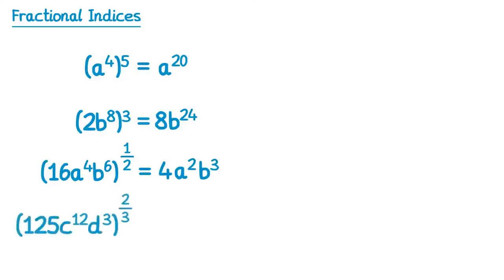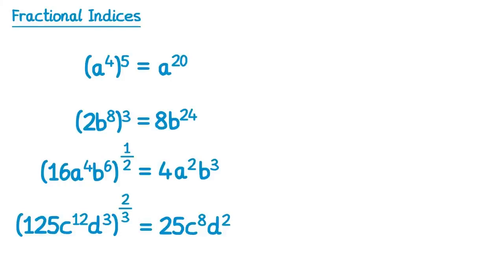And let's try one more. So this time we're going to start by raising the 125 to the power 2/3. This means we do the cube root of 125 and then square it. The cube root of 125 is 5, and then square this is 25. And then we can continue by multiplying the indices again. So for c to the power 12 times 2/3, we do 2/3 of 12, which is 8. And for d to the 3 times 2/3, we do 3 times 2/3, which is 2. So d to the power 2.